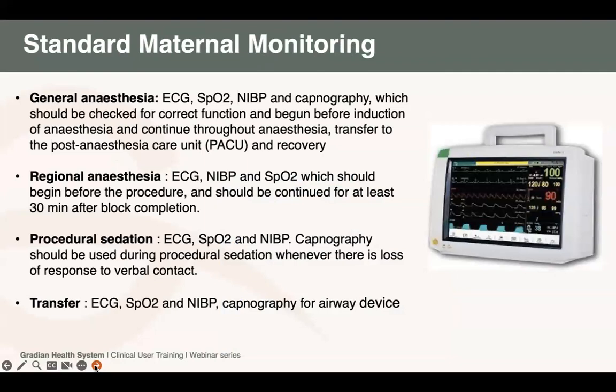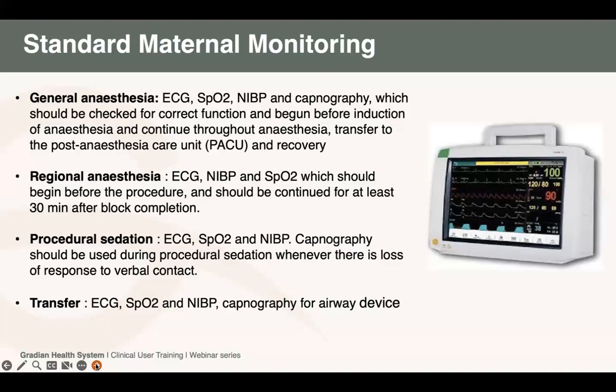Let's note that a vigilant anesthetist is also more important than all of these. You might have all of this, but if your anesthetist is not vigilant, then the work done might be 0. For general anesthesia, ECG, SpO2, non-invasive blood pressure, and capnography should be checked for proper functioning, and they should be monitored throughout anesthesia and during monitoring in the post-anesthesia care unit.